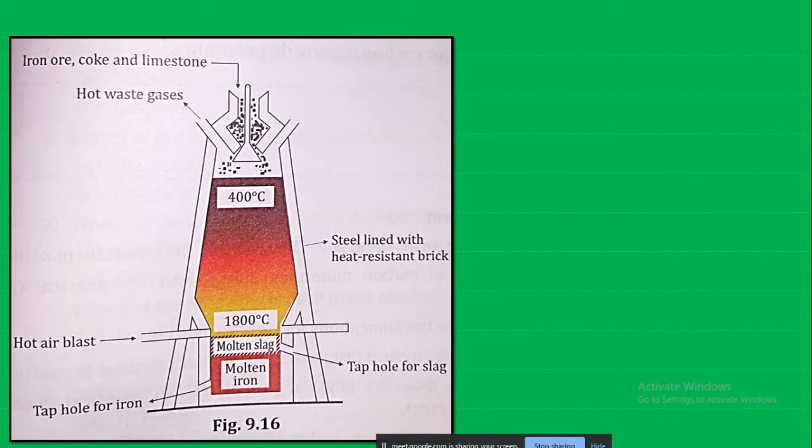So one small thing that is left is the extraction of iron. Okay, so extraction of iron from iron ore using the reducing property of carbon monoxide. So here what we are doing, we are using the reducing property of carbon monoxide.